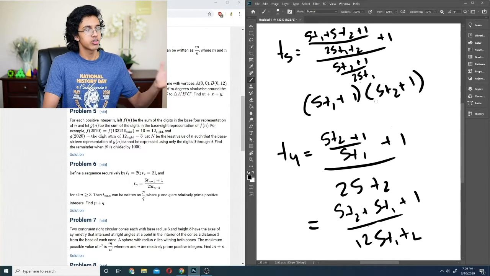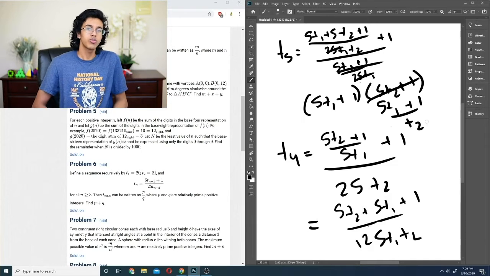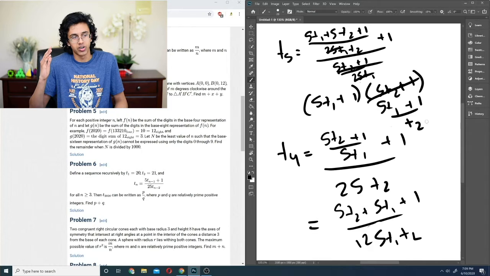And then we just cancel out this, and then you cancel out this, and you are left with 5t1 plus 1 over t2. Now this is looking nice. We are not yet back at our originals, but we got something cool.